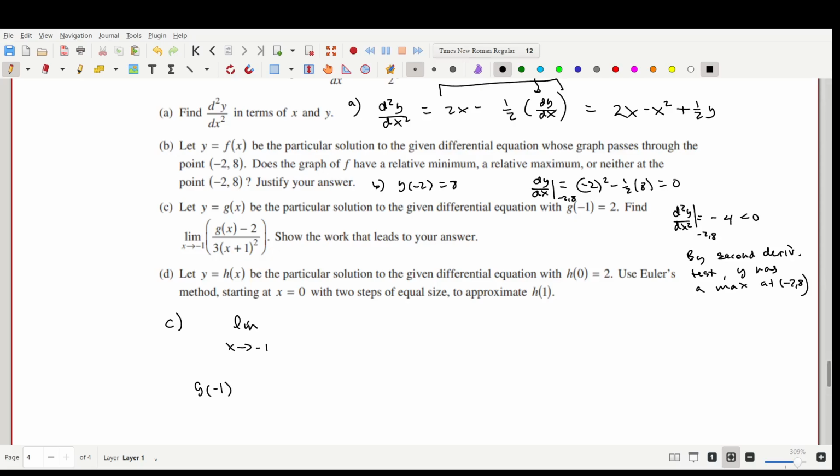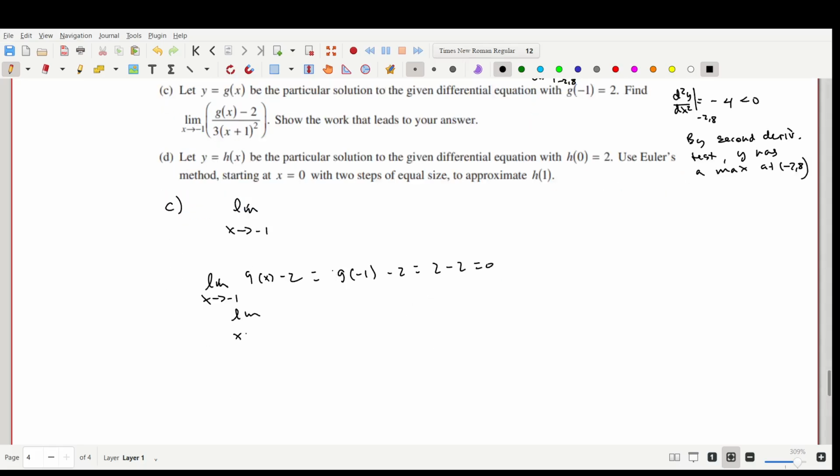I mean, technically you're supposed to show this. The limit as x goes to negative 1 of g of x minus 2 equals... I mean, g is continuous, so it should be differentiable even. g of negative 1 minus 2, which is 2 minus 2, which is 0. And the limit as x goes to negative 1 of 3 times (x plus 1) squared is 0.